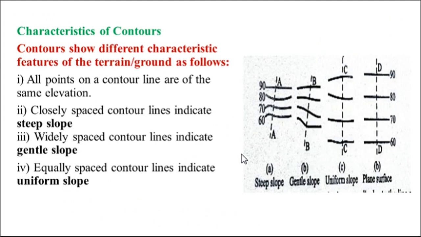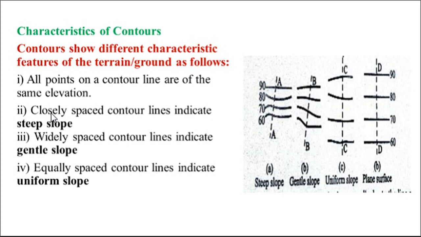So, starting with the various characteristics of contour. Contours show different characteristic features of the terrain, or you can say ground. The first characteristic: all points on a contour line are of the same elevation. For example, suppose this is the contour line. For all the points there is the same elevation. So this is one of the important characteristics of a contour line.